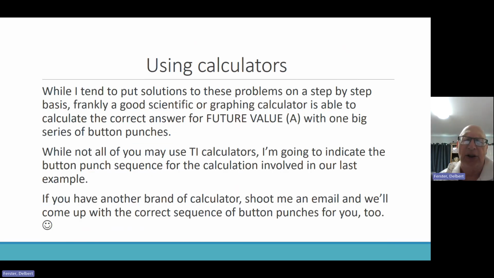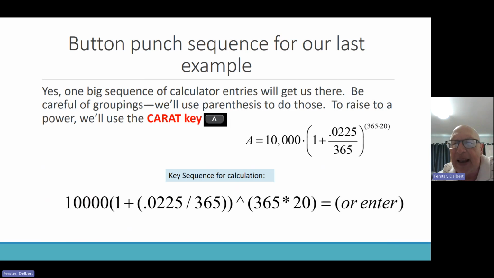Here's the calculator discussion. What I'm going to show you on the screen works really well for Texas Instruments. But if you've got a different scheme, if you're running Casio or Sharp and you can't discern it, shoot me an email. You and I'll grab a Google Meet together, and we'll figure out the punch sequences for you. That last problem in one fell swoop could be done with the key sequence that you see on this screen.